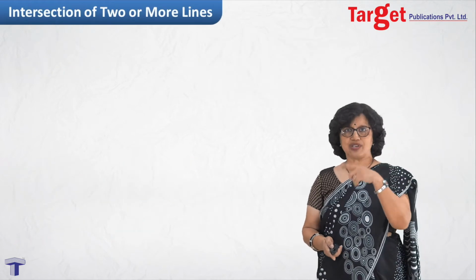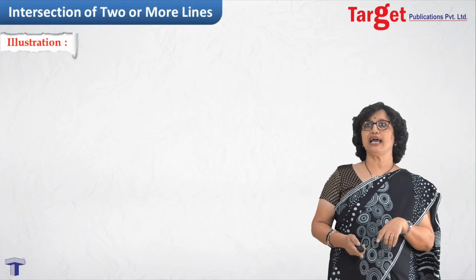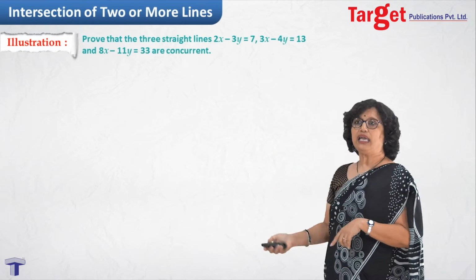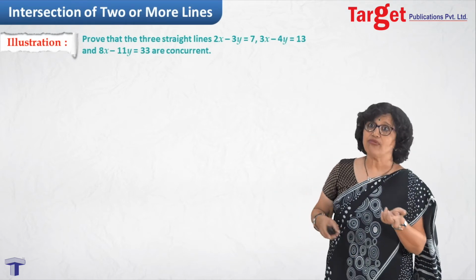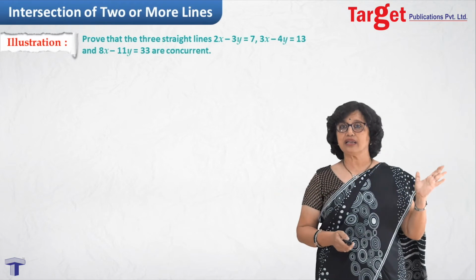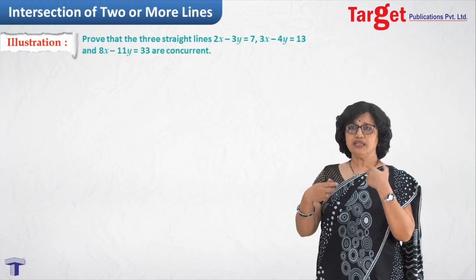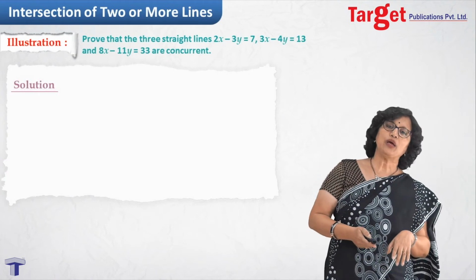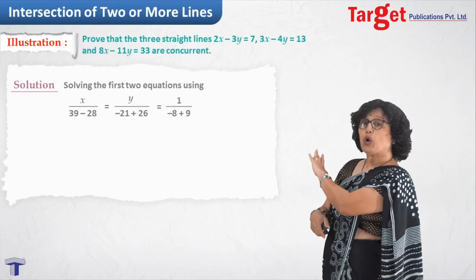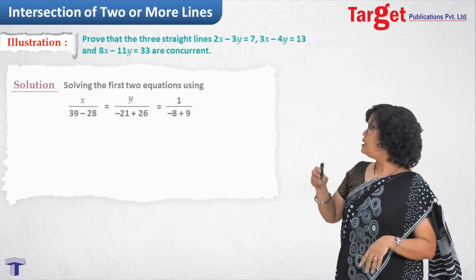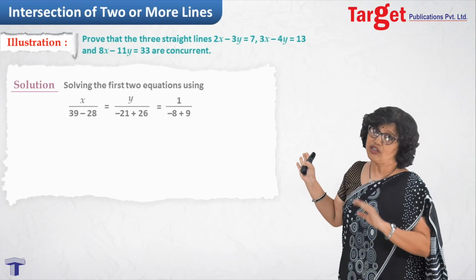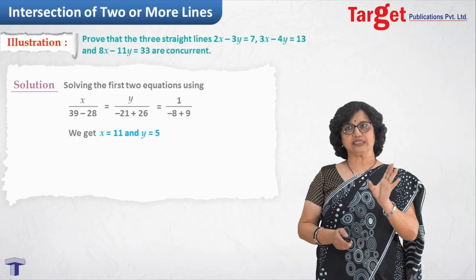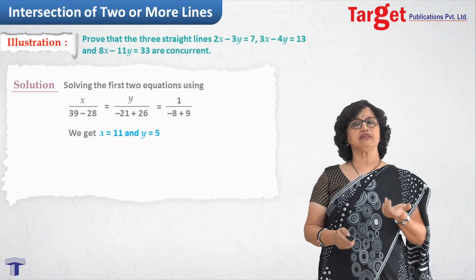Should we take one illustration to understand? We are given the lines 2x minus 3y equal to 7, 3x minus 4y equal to 13 and 8x minus 11y equal to 33, and we have to show they are concurrent. It is a prove-that question, which is easier. How do we start? I try to solve two equations, the first two, suppose. This is a very standard thing which you have already done in your 7th or 8th standard. And I get x and y: x turns out to be 11, y turns out to be 5.